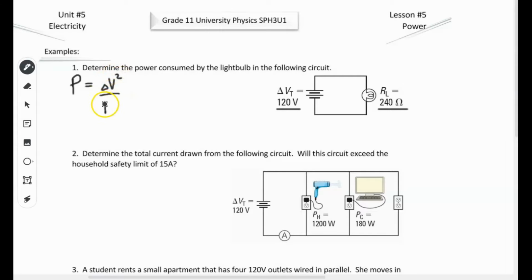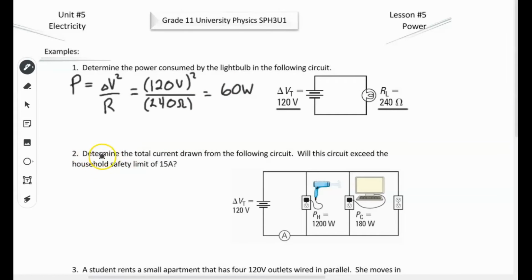Which was voltage squared divided by resistance. Okay, so if I use this, we have voltage is 120 volts, and we're just going to square that, and divide it by resistance, which is 240 ohms. And we get 60, and remember the units, 60 watts. There's the units of power.